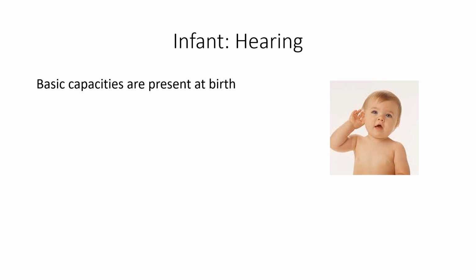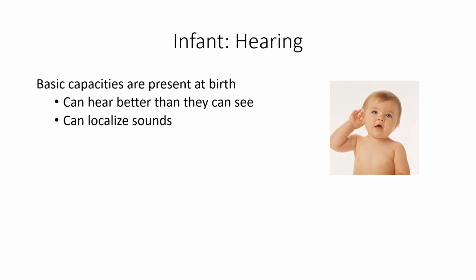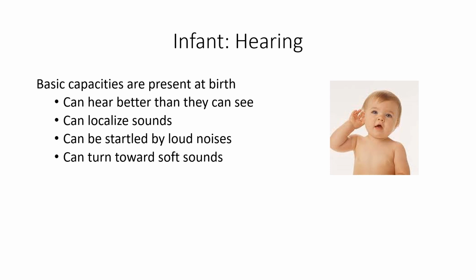So it's definitely not adult levels, but the basic capacities are there, and they can hear better than they can see. Whereas vision had a bunch of issues, they can hear better than they can see at birth. They can localize sounds. They can be startled by loud noises. Actually, one of the ways babies learn fear is through loud noises. They can turn towards soft sounds. They actually prefer relatively complex auditory stimuli like speech. So they prefer speech.